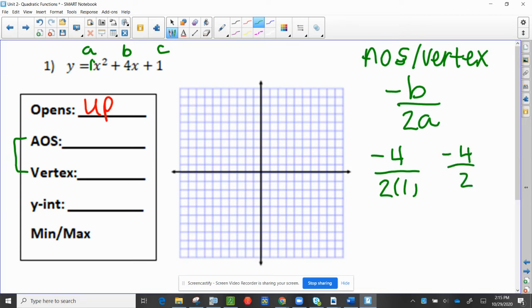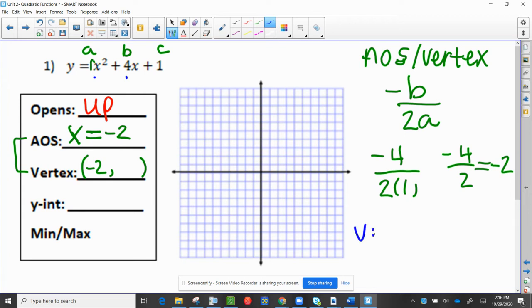So negative 4 over 2 gives me an axis of symmetry at negative 2. So we have x equals negative 2. If we have the axis of symmetry, that means we know half of our vertex. We know the x value of the vertex. In order to get the y value of the vertex, we just plug in negative 2 everywhere we have an x in the function.